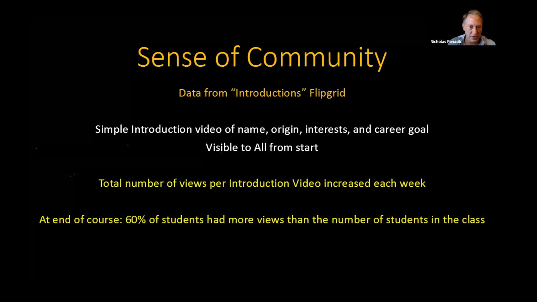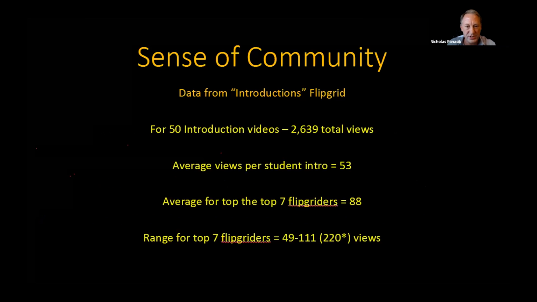But to look at it a little bit more in detail, if you start looking at the content videos, this is still on introductions. So we had 2,600 total views for the 50 introduction videos. 3 students left the course in, I think, the first 2 weeks. Average views per student is around 53. For the top 7 Flipgridders, the average views per student was 88.